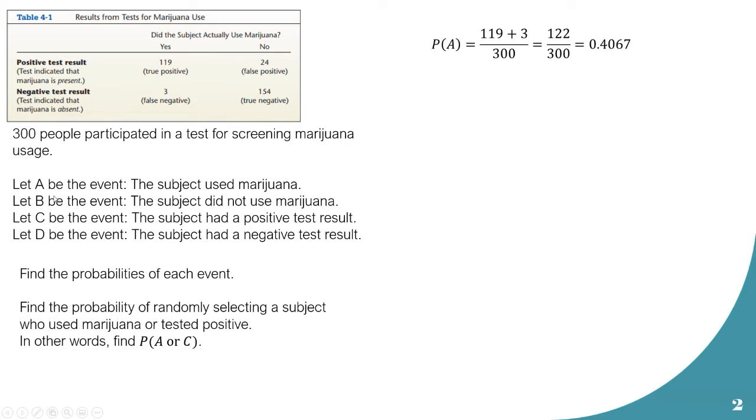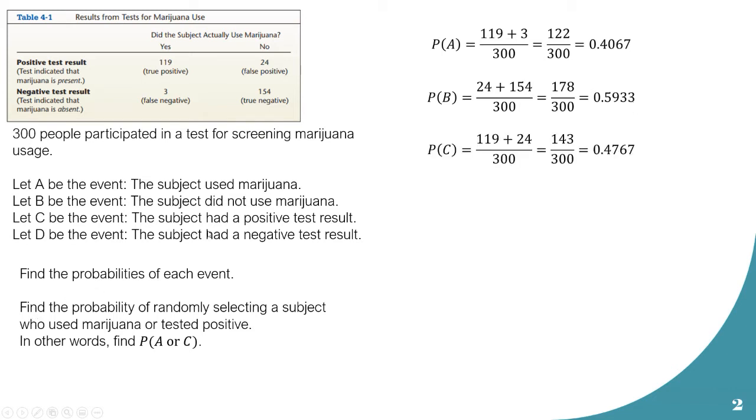So the probability of A, the subject used marijuana, well, we need to find out how many people actually used marijuana. And so we get 122 people actually used marijuana. Out of 300 in all, that gives us a probability of 0.4067. The probability that the subject did not use marijuana, well, how many did not use marijuana? 24 plus 154, that's 178. So the probability that the subject did not use marijuana was 0.5933.